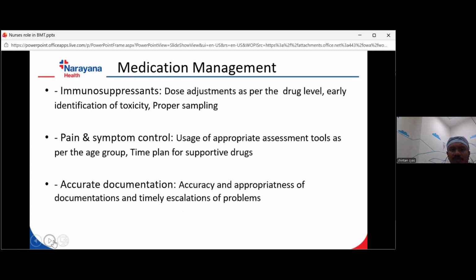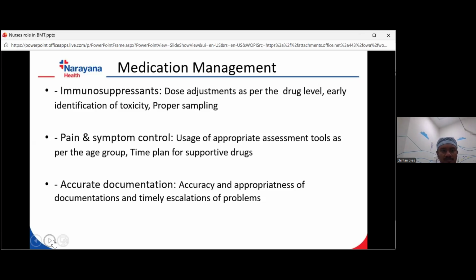Yeah. And coming to medication management, the nurse must be able to handle the immunosuppressant drugs, which need dose adjustment as per the drug level, and early identification of toxicity. Proper sampling is very important in case of drug sampling. Otherwise, the patient will get an altered report, and based on that, the treatment will be disturbed.